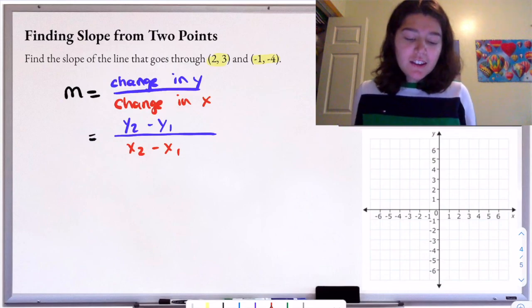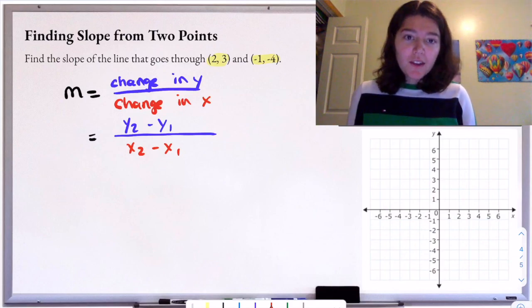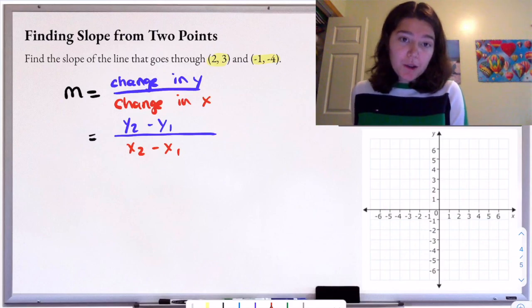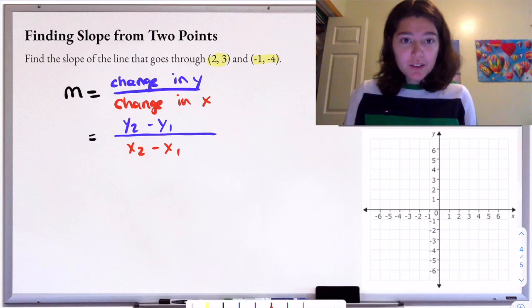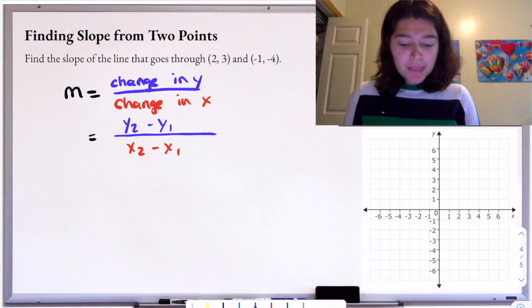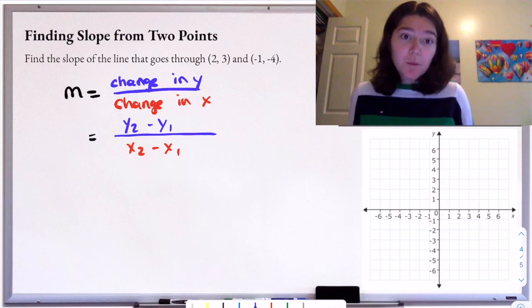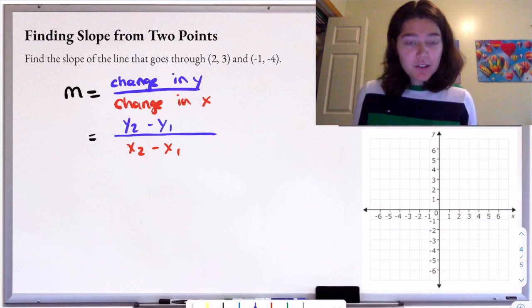Because when we're finding a change in y, we just need to find the difference, which means subtraction, the difference between the 2 points. The difference between the 2 y coordinates, and then the difference between the 2 x coordinates. So for a problem like this, what we just have to be careful about is making sure we're labeling our points so we know what's x1, what's y1, what's x2, what's y2.